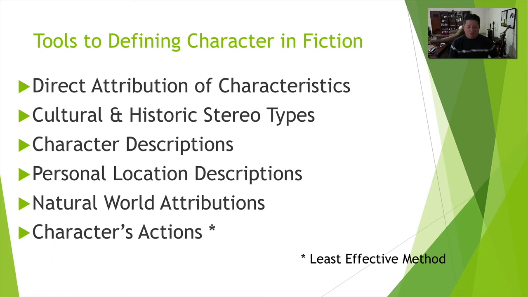Then there's the natural world attributions, which everybody seems to be quite comfortable with. And then character actions, which is the least effective because it takes longer to do it. So especially for the secondary and tertiary characters, you probably are going to avoid a lot of character actions and use one of these other tools, because those characters are going to show up and then they're going to disappear really quickly, and you really want the character actions for your main characters, your protagonists, and your important secondary characters.